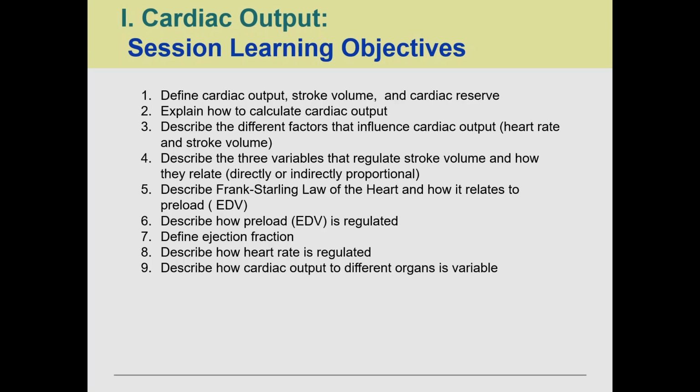We'll talk about how we calculate this. We'll talk about the things that help influence cardiac output, and then get more into stroke volume and the Frank-Starling law of the heart, and then talk about preload or the EDV, how that's regulated, ejection fraction, and how heart rate and cardiac output are regulated and variable amongst different organs.